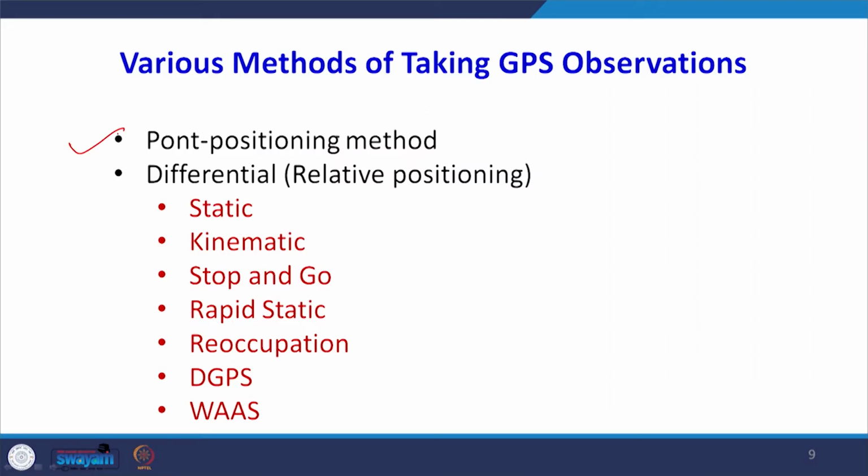So, if we see the broad categories, we have two here. One is the point positioning method, where we are focusing on a single point at a given time, and the second category is the differential relative positioning methods. Under relative positioning methods, there are subheads like kinematic method, static method, stop and go method, rapid static, reoccupation, DGPS, differential GPS and VOS methods. So, different approaches, different methods have been proposed.